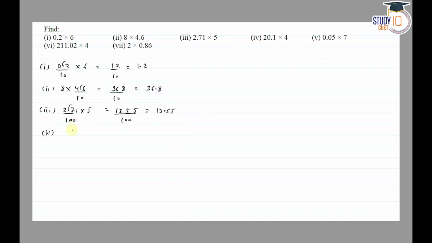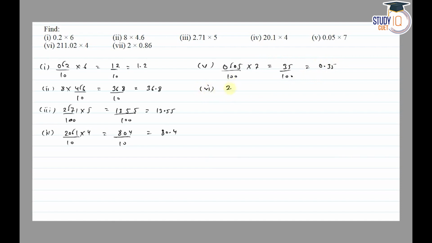Fourth part is 20.1 into 4. So we will remove the decimal, so divide by 10. So 804 upon 10. So 80.4. Then fifth part is 0.05 into 7. We will remove the decimal by 2 digits, so divide by 100. 5 sevens are 35 upon 100 is equal to 0.35.